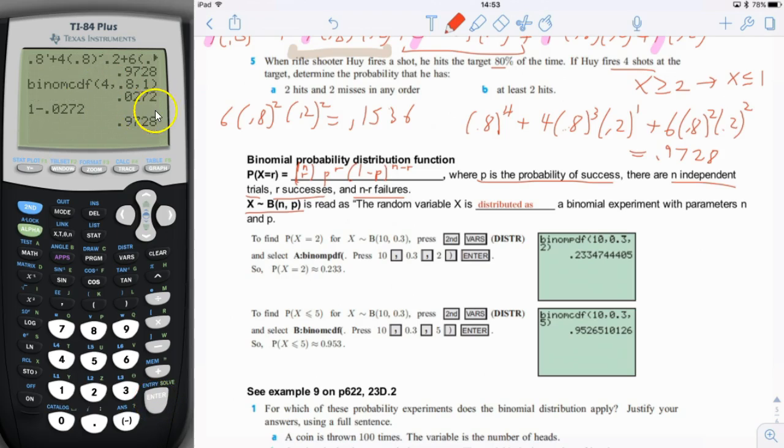Now we're going to subtract it from 1 to find out what the complement would be. So the probability that you would get 2 or more, and what do you know? It's the same thing. Okay? So you can use these calculator functions, especially if you have a really big one. You might want to do it with the calculator.